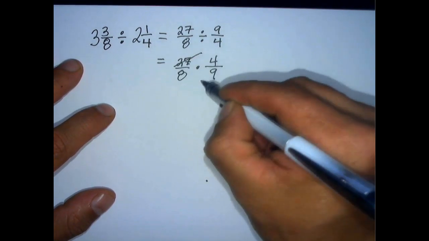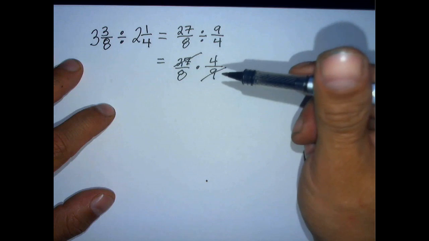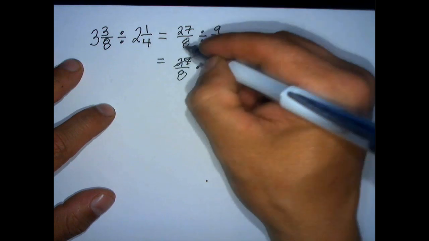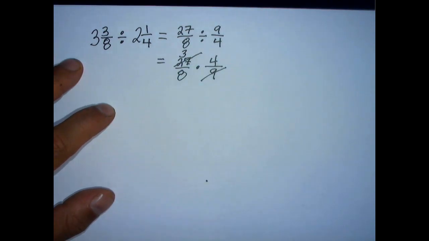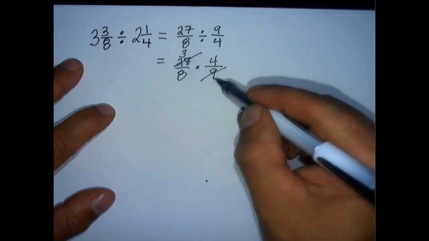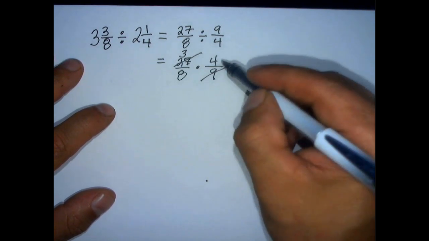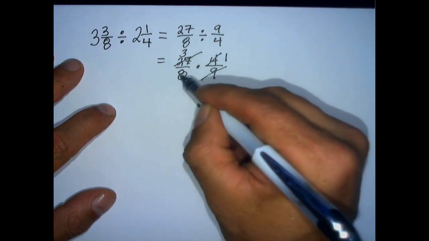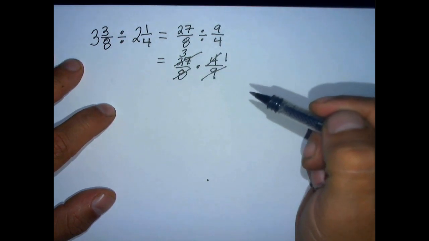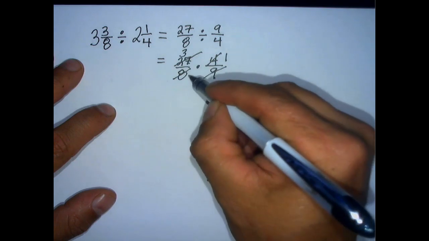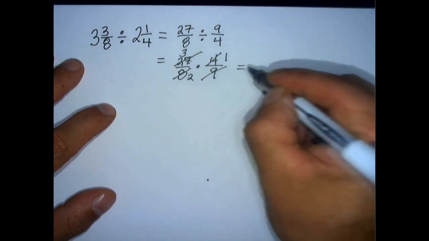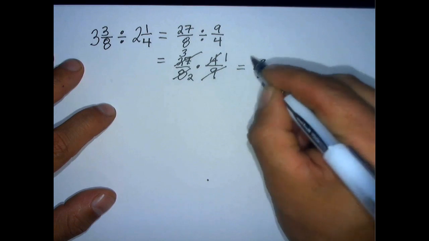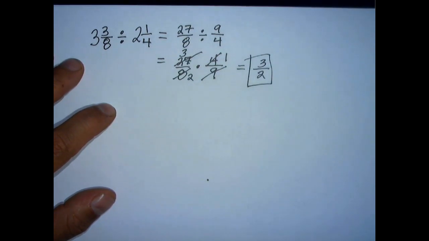27 and 9 are both divisible by 3. Or by 9. So let's make that 3. 27 divided by 9 is 3, and 9 divided by 9 is 1. And 4/8: 4 divided by 4 is 1, and 8 divided by 4 is 2. What's left? 3/2.